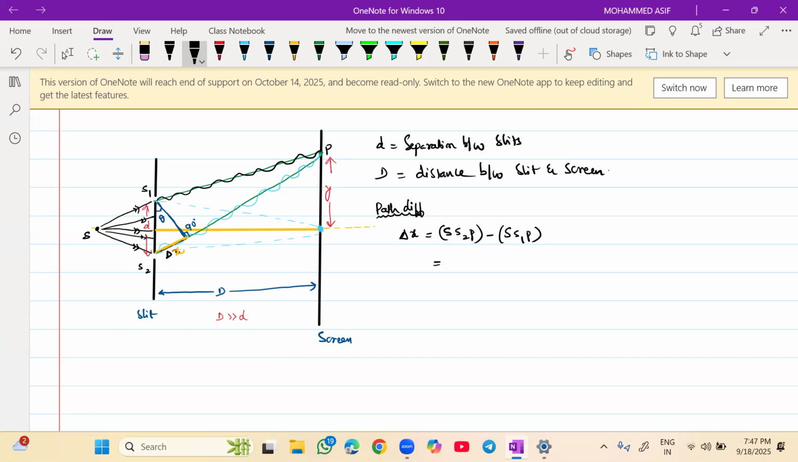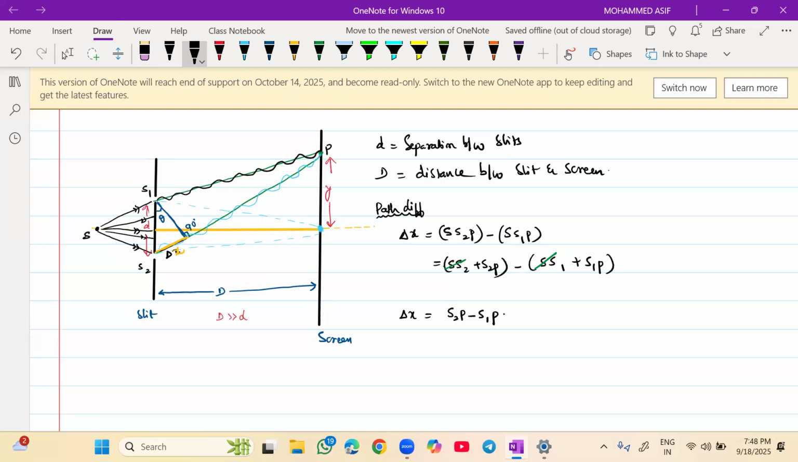If I'm writing SS2, SS2 will be equal to how much? It will be SS2 plus S2P, minus SS1 plus S1P. And you know that SS1 and SS2 are the same, so these two will get cancelled. If both of them are cancelled, we get the path difference. Delta x will be equal to S2P minus S1P.